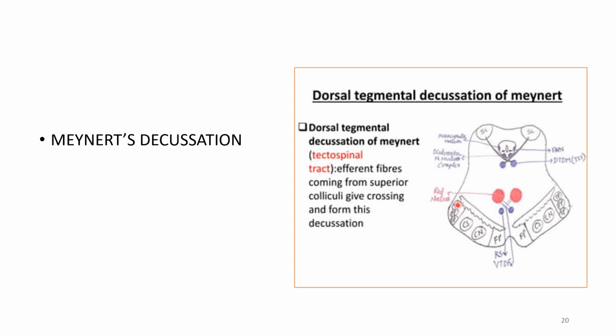The first one is the fibers which are crossing from the superior cerebellar peduncle, the second one is Forel's decussation which is formed by the rubrospinal tract, and the third one is Maynard's decussation which is formed by the tectospinal tract.